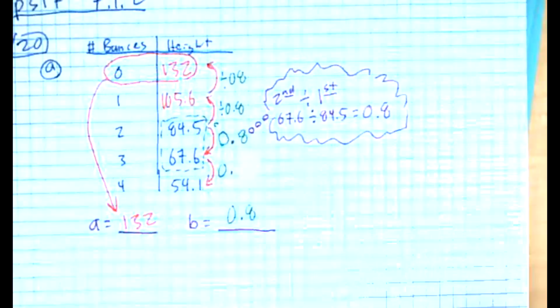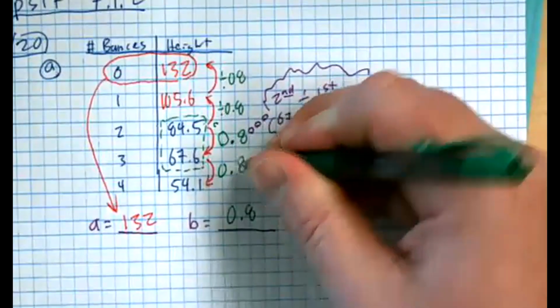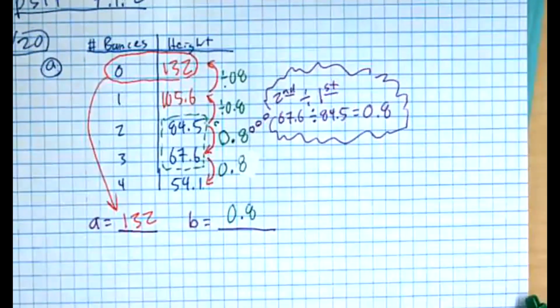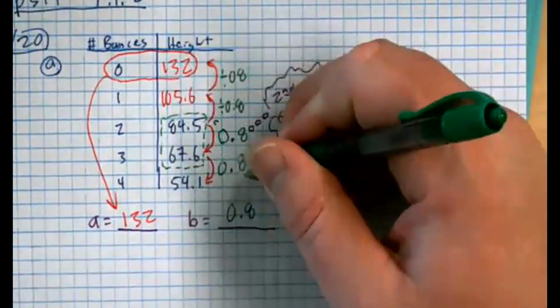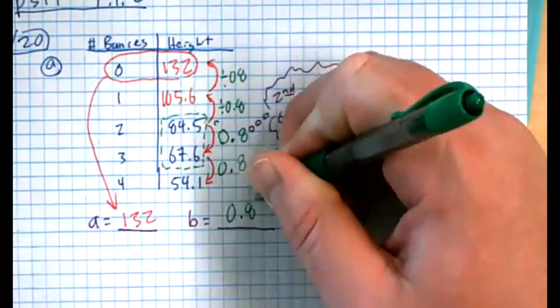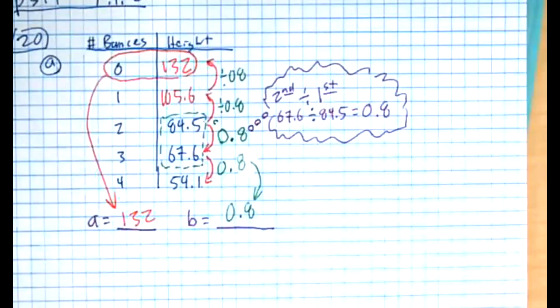Feel free, if you see me make a goof like that, let me know so I can fix it. That was probably me just trying to talk and write at the same time. Sometimes it doesn't go super well. So this 0.8 here that we got is going to be our B value.